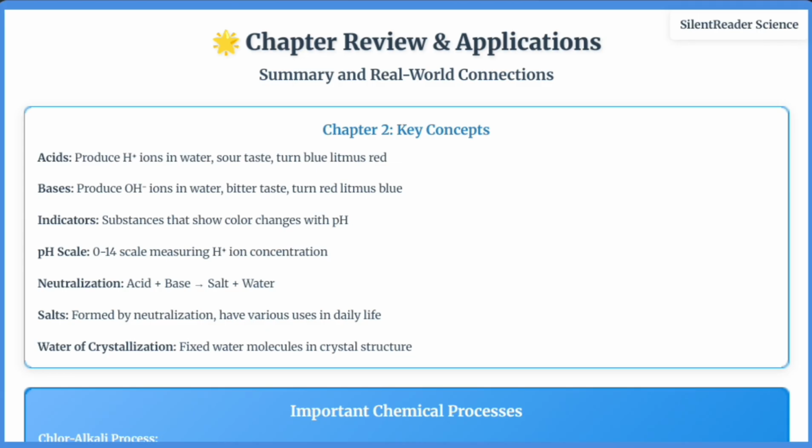Important chemical processes include the Chlor-Alkali process for producing NaOH, Cl2, and H2, preparation of bleaching powder from chlorine and slaked lime, formation of baking soda, and production of plaster of Paris from gypsum. These concepts find applications in healthcare, agriculture, industry, food, and environment, showing how chemistry impacts our daily lives.